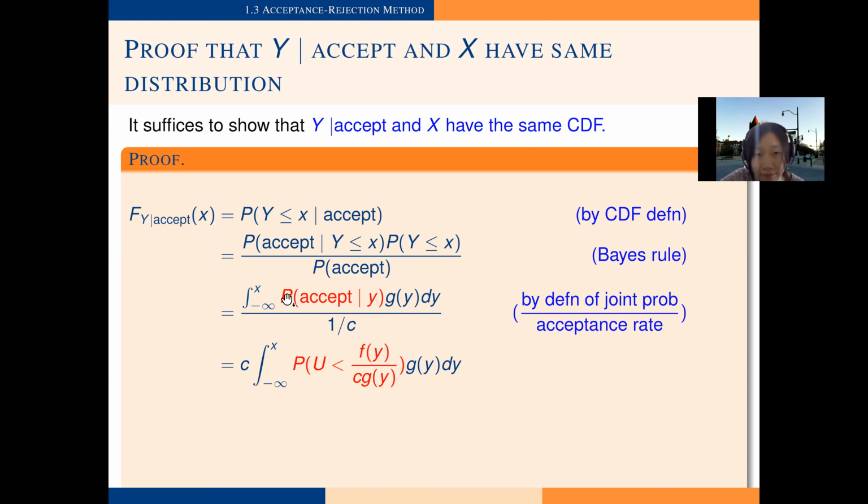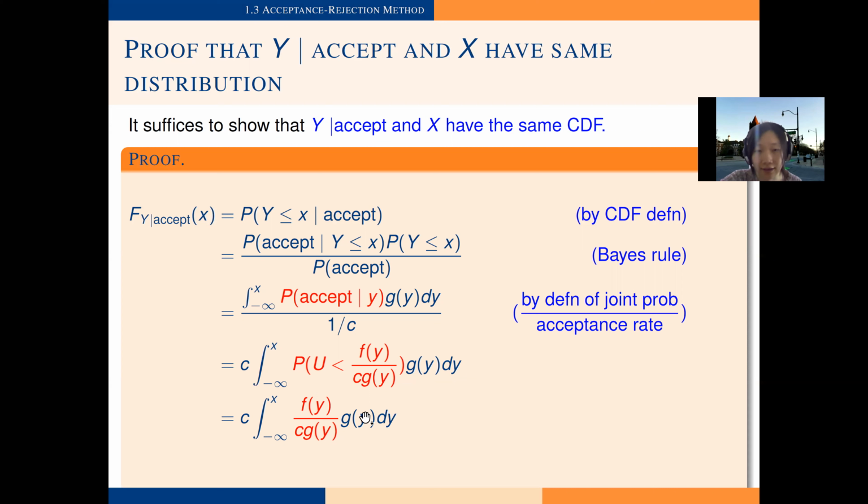Now, this part in red, p accept given y, should look familiar to you. You can go back to the earlier proof that the acceptance rate is equal to 1 over c and try to verify this. So in the next step, we pull this constant out, and then inside this integral, we replace p accept given y by the probability that u is less than this ratio we want to test for a given y value. And the rest is the same. So integral from negative infinity to x of p of this thing times g of y dy. And because we know that the uniform CDF is equal to this thing inside the parentheses, we can replace the red part again by f of y divided by c times g of y. And the rest of it is the same.